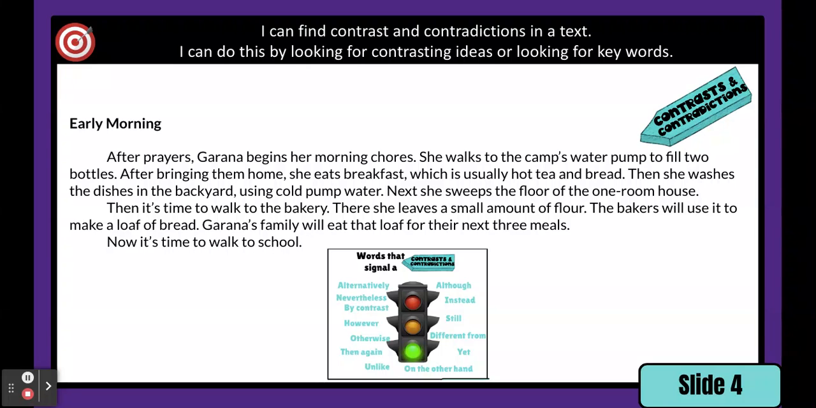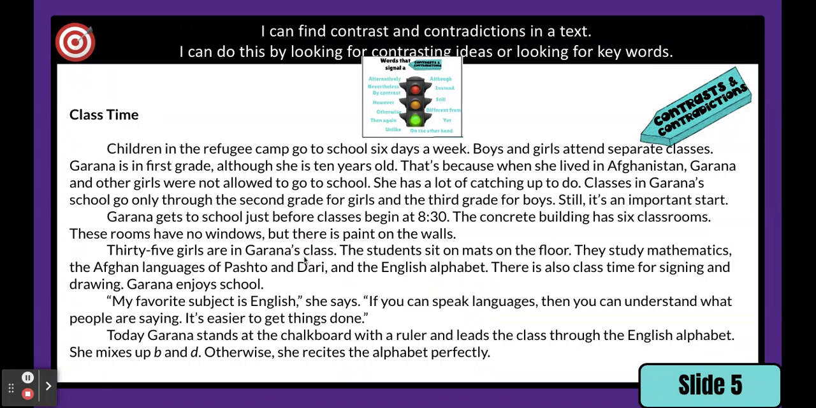There she leaves a small amount of flour. The bakers will use it to make a loaf of bread. Garana's family will eat that loaf for their next 3 meals. Now it's time to walk to school. Class time. Children in the refugee camp go to school 6 days a week. Boys and girls attend separate classes. Garana is in first grade, although she is 10 years old.